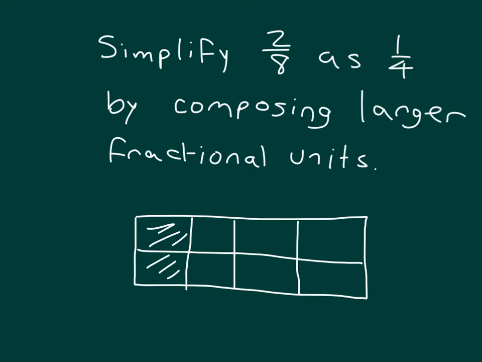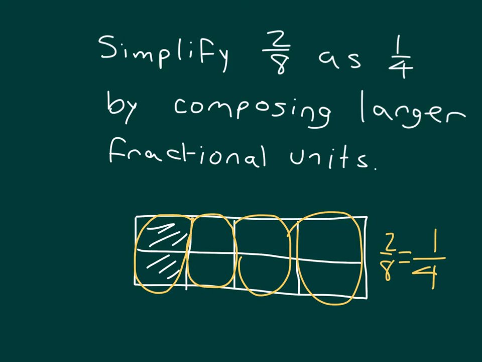Next, we'll group 2 units together to make larger units. So we have one group here, another group, and another group. How many groups of 2 are there? Well, there's 1, 2, 3, 4 groups of 2. So the denominator is 4. And how many of those groups of 2 are shaded? 1 is shaded. So we have shown how we can simplify 2/8 as 1/4. So 2/8 does equal 1/4.